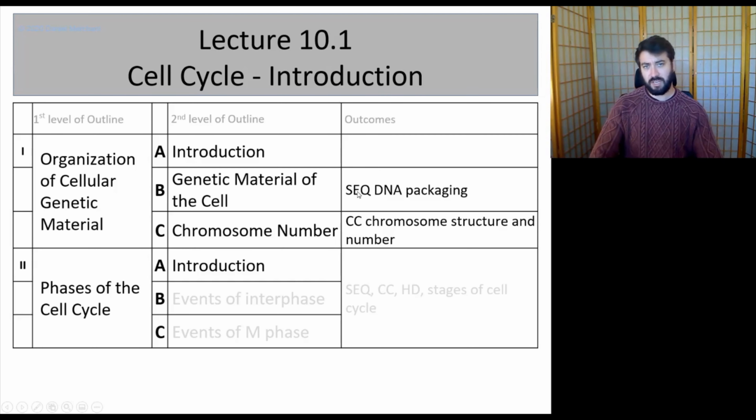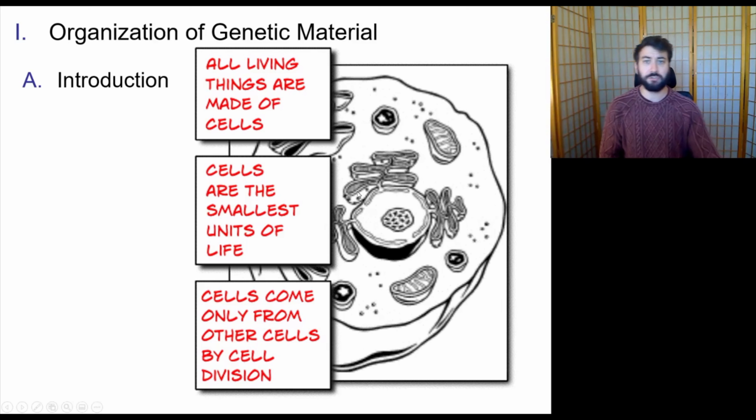But first, let's do a little bit of a throwback, all the way back to lecture 2 maybe. We talked about the cell theory way back when, and the cell theory states 3 things. Number 1, all living things are made of cells. Number 2, cells are the smallest unit of life. And number 3, cells only come from other cells through some means of cell division. That's what we're going to be talking about today.